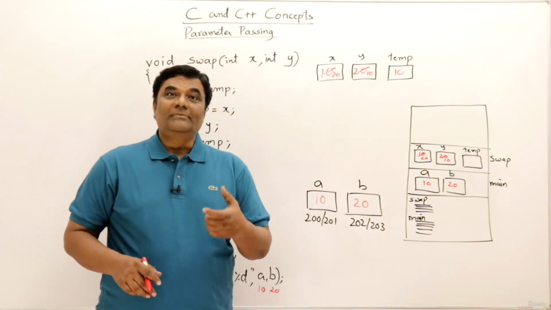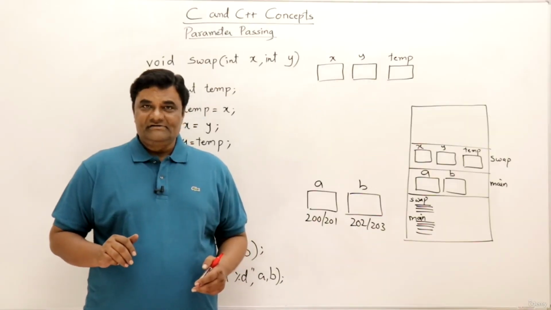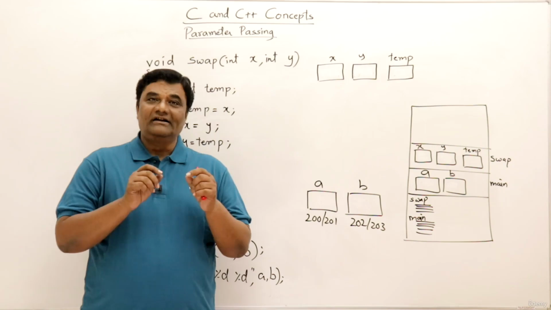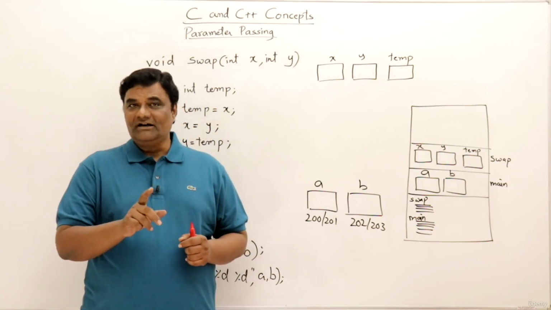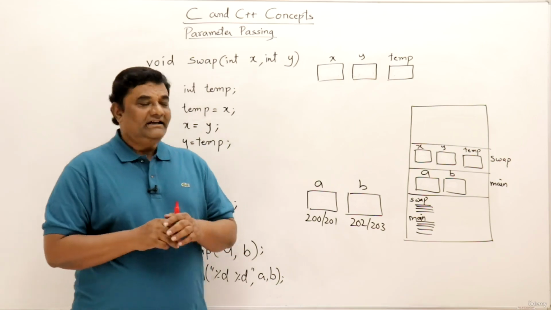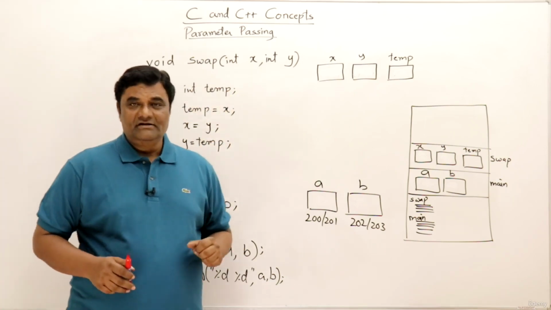Next, I will show you call by address. Now let us look at call by address. In the call by address mechanism, the addresses of actual parameters are passed to formal parameters, and formal parameters must be pointers. Any changes done inside a function will modify actual parameters.